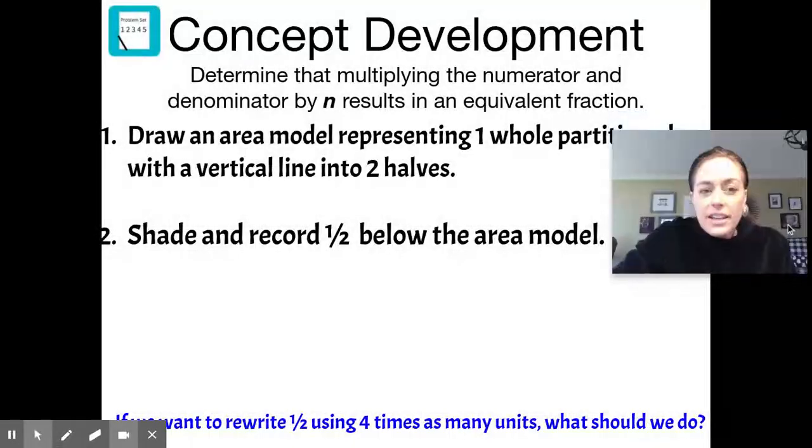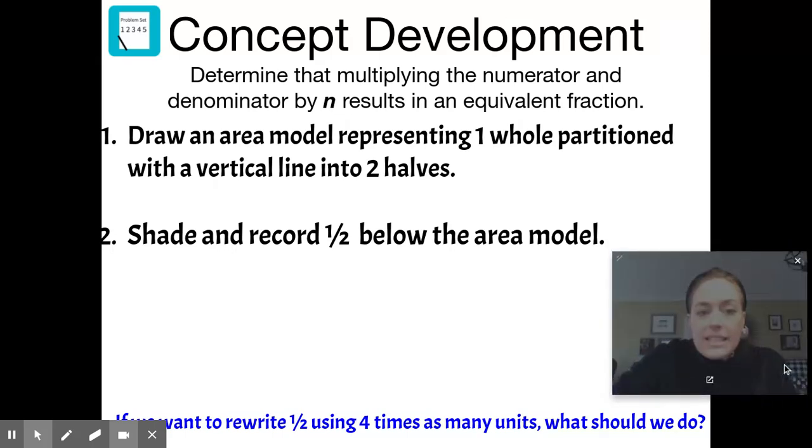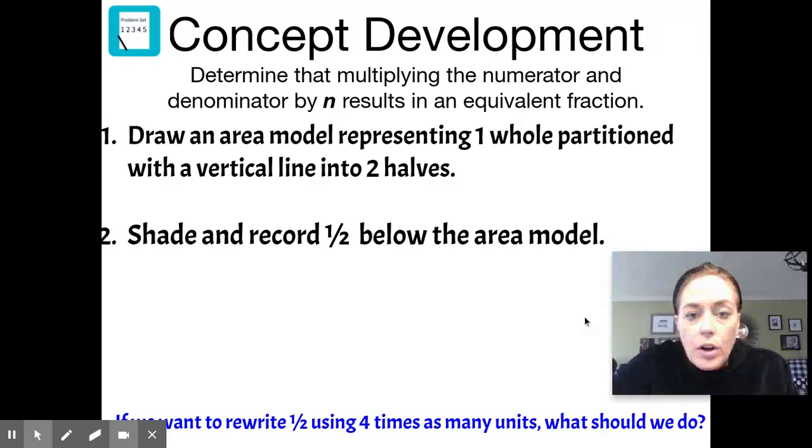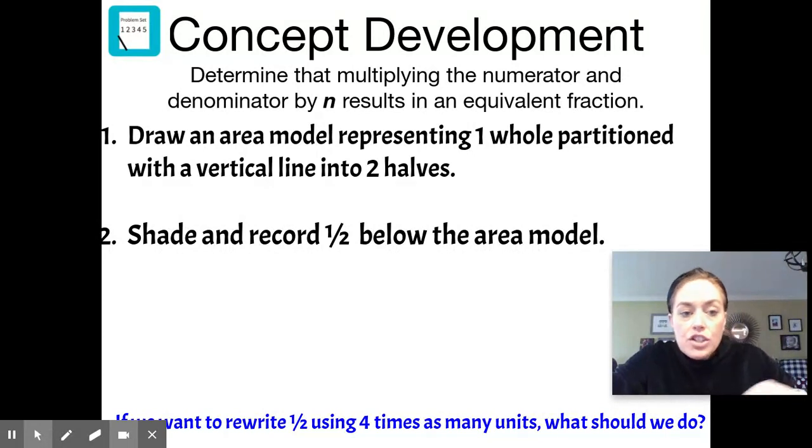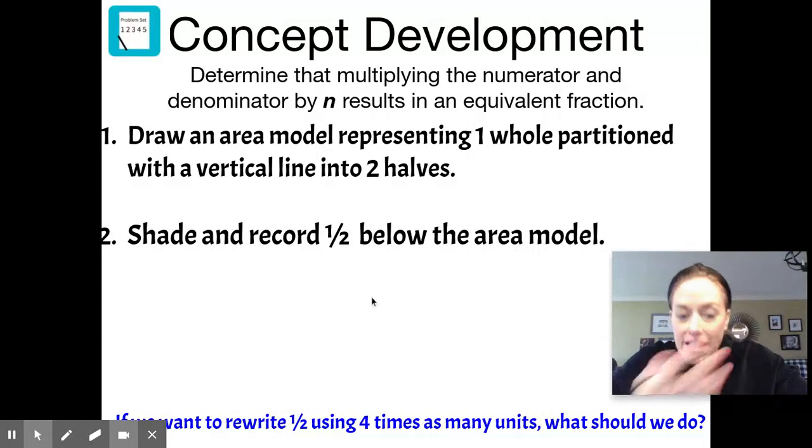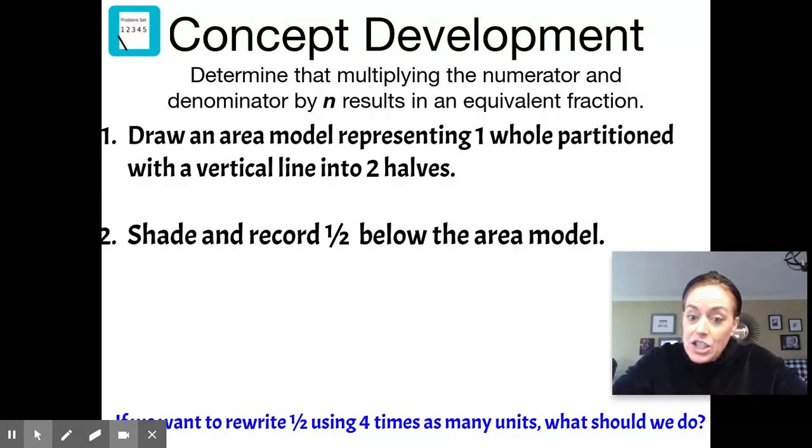All right, so let's look at another one. This time they want us to take an area model and represent a whole with a vertical line, partitioning it into 2 halves. Then they want us to shade 1/2. So basically, in other words, what they're wanting us to do is just show 1/2 with an area model.